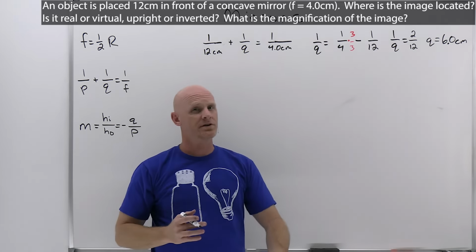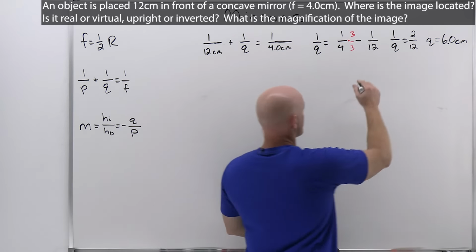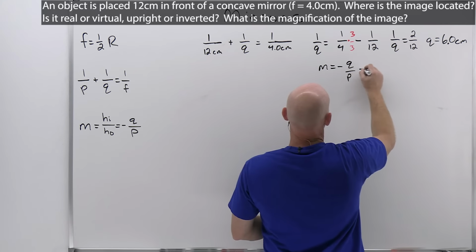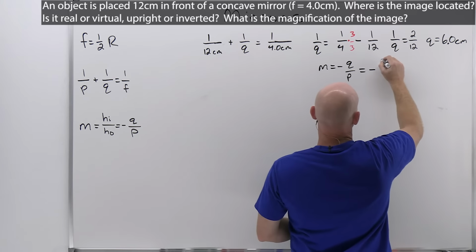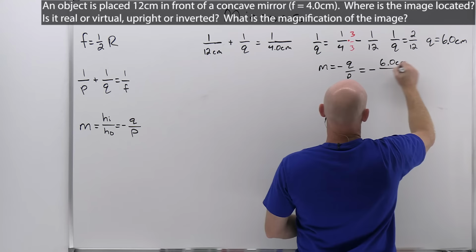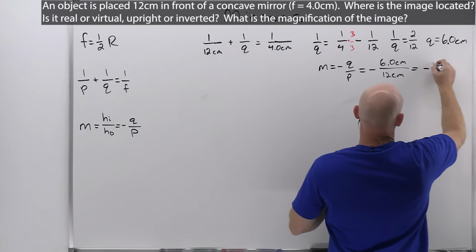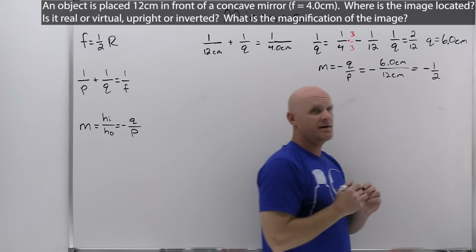All right, so we've solved for Q, 6.0 centimeters. We can also solve for the magnification. Magnification equals negative Q over P, which in this case is going to be negative 6.0 centimeters over the object distance, which was given as 12 centimeters. We can see this is going to equal negative 1/2.